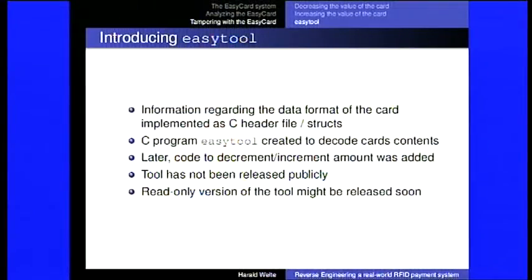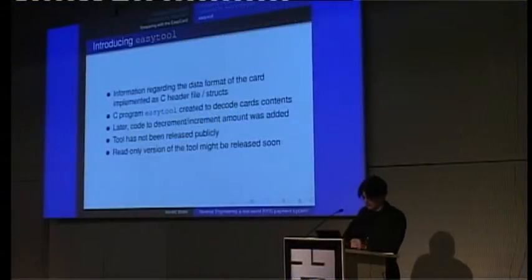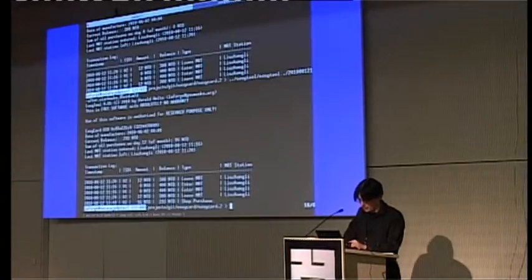Okay, now, then there's this program EasyTool, as I already showed. It understands the format. It also has code for adding and incrementing, decrementing the amount. It has not been released to anyone. And I'm thinking of releasing a read-only version. It doesn't crack any keys, it doesn't recover keys, it doesn't do anything cryptographically. Assuming you have the matching keys to a card, with the version I intend to release, you can read the stuff that I have been reading, but the manipulation code I do not intend to release publicly. So let me just go through some more examples.